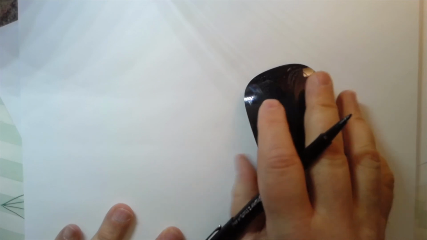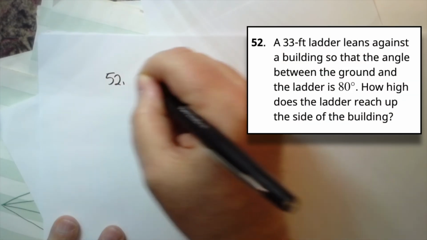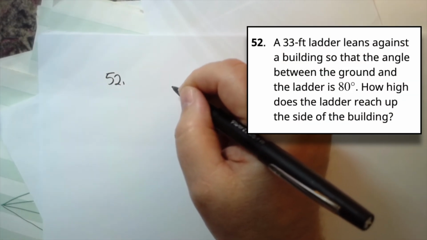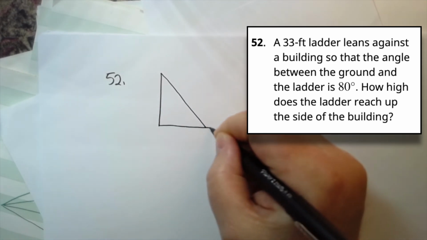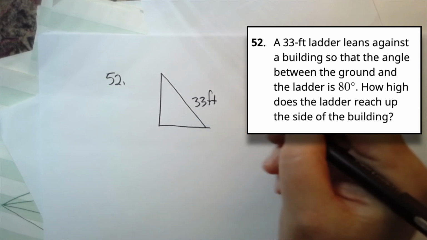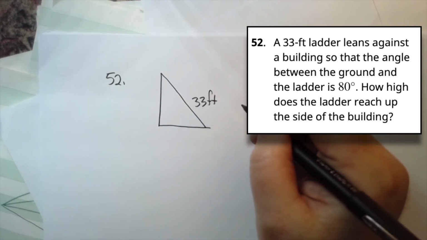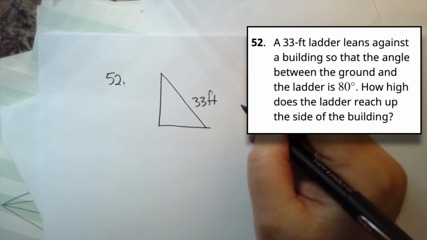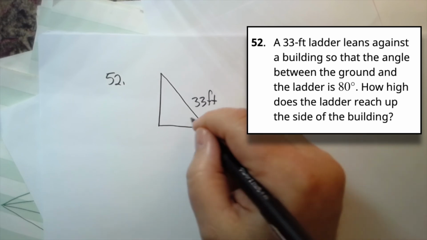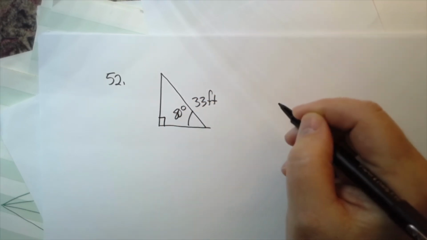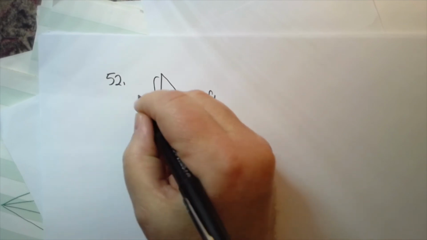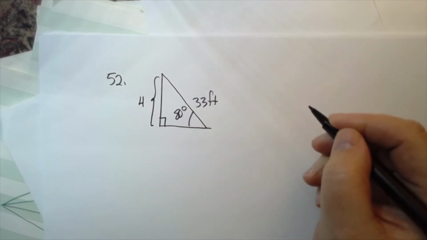Now let's see, is there another one? Oh, 52. Let's do 52. It says a 33-foot ladder leans against the building. The angle between the ground and the ladder is 80 degrees. How high up does the ladder reach? So we want to know this, the height of the ladder here.